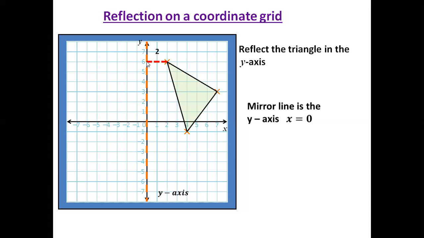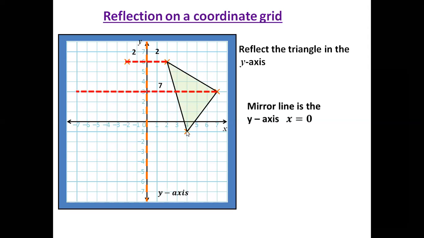Now count on the other side 2 units. So this is 1, 2 squares, and you put an X for this point. So we did one of the vertices of the triangle. If we choose another point of the triangle, count how many squares it is away from the mirror line. So this is 1, 2, 3, 4, 5, 6, 7. So go to the other side of the mirror line and count 1, 2, 3, 4, 5, 6, 7. So your point is going to be up here.